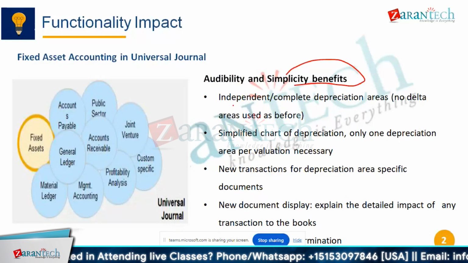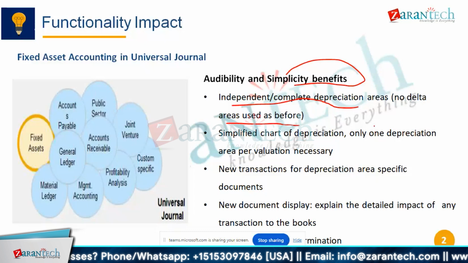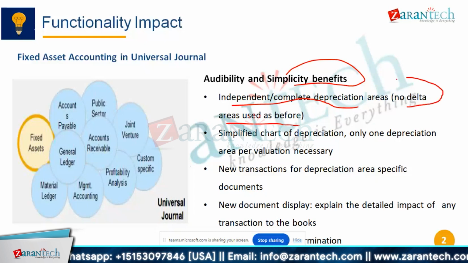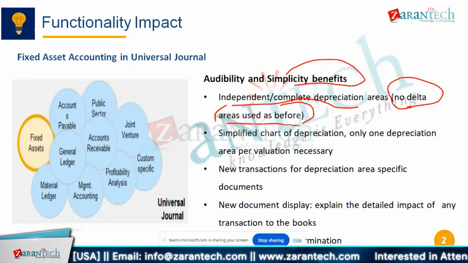What are the benefits? Dependent complete depreciation areas, no delta areas are used as before. So delta area is not required any longer, because you can have a different depreciation. You can have multiple ledgers for multiple reporting requirements. Simplified chart of depreciation, only one depreciation. Ledger concept you will see in our upcoming session in the system itself, so don't worry about that part, you would see.